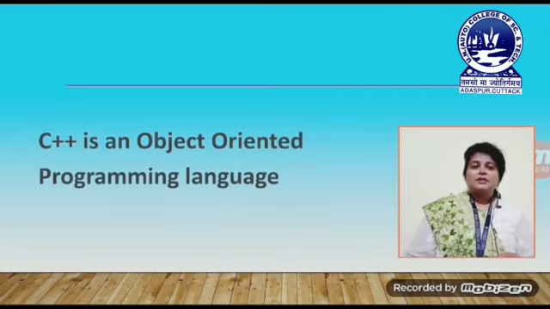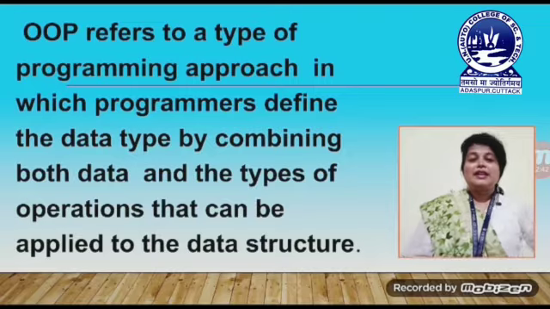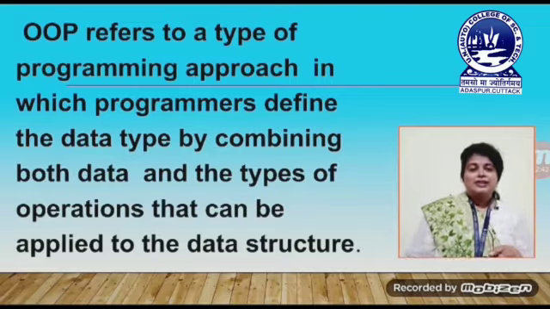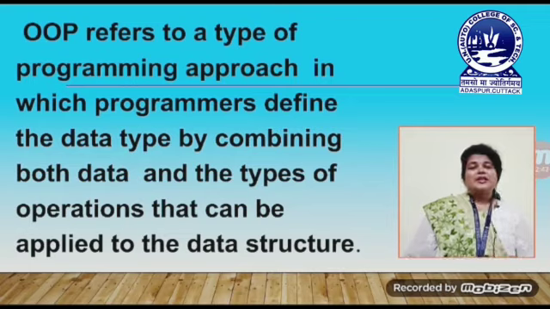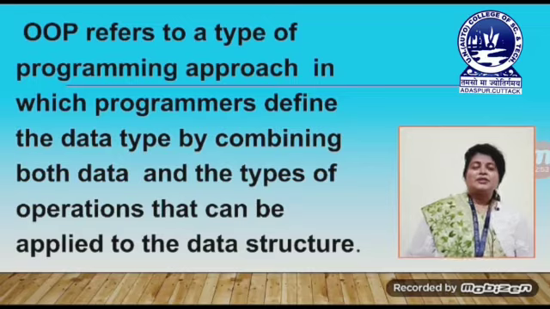Already we know that C++ is an object-oriented programming language, and our main concern now is to understand the meaning of object-oriented programming. Object-oriented programming refers to a type of programming approach. If you search Google, you will get lots of definitions and explanations of OOP. But here I have mentioned a very basic definition so that all of you can understand it easily. OOP has the capability to combine both the data and the code as a single entity or as a data type.